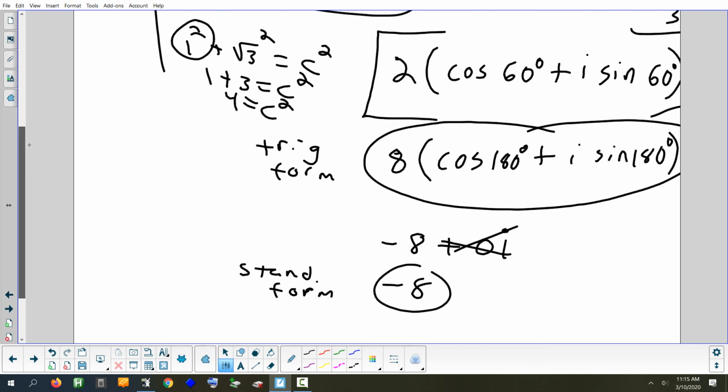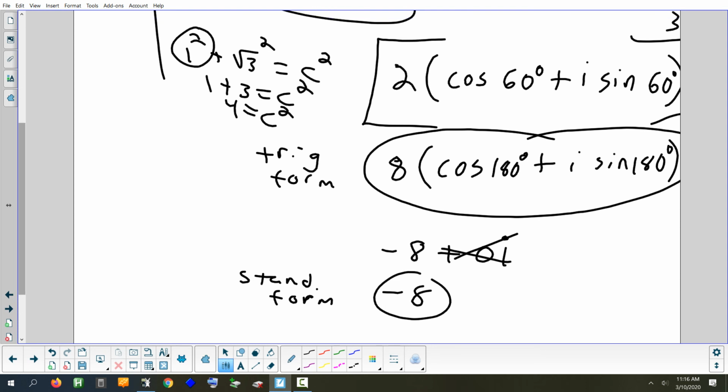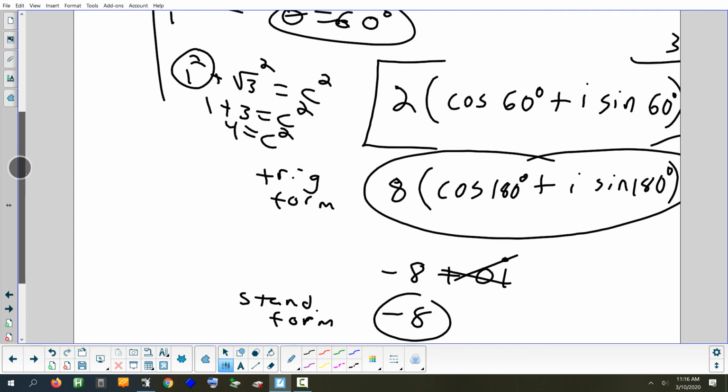So on the test, you might have some problems where I just say you can stop in trig form, or I'll say take the trig form and do it out, and that changes it to standard form. You're not wrong if you leave plus 0i. You just don't need the 0i. Okay. Any question on that?